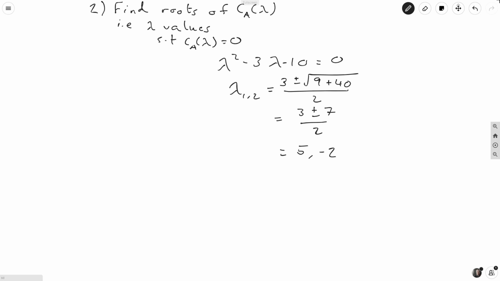So these are our two eigenvalues, is what we say now. We say that this implies 5 and minus 2 are the eigenvalues of A.